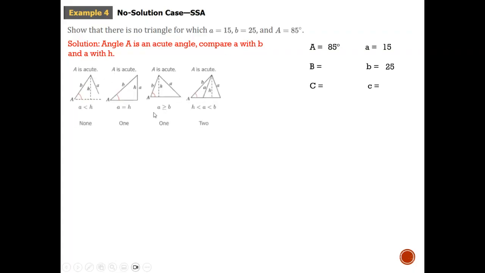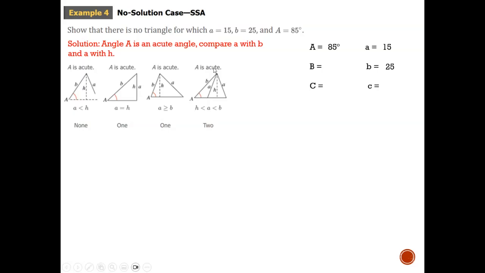I recall from the previous slide that when A is acute, less than 90, these are my options for a triangle. So I have to compare the values of A and H, sometimes A and B, to see what I have. Well, I have little a and little b, so I know that B, 25, is bigger than A, the 15. So it can't be this one, because for this case, A would have to be bigger than or equal to B for me to have the one triangle, but I don't. B is bigger, so it's not that case.